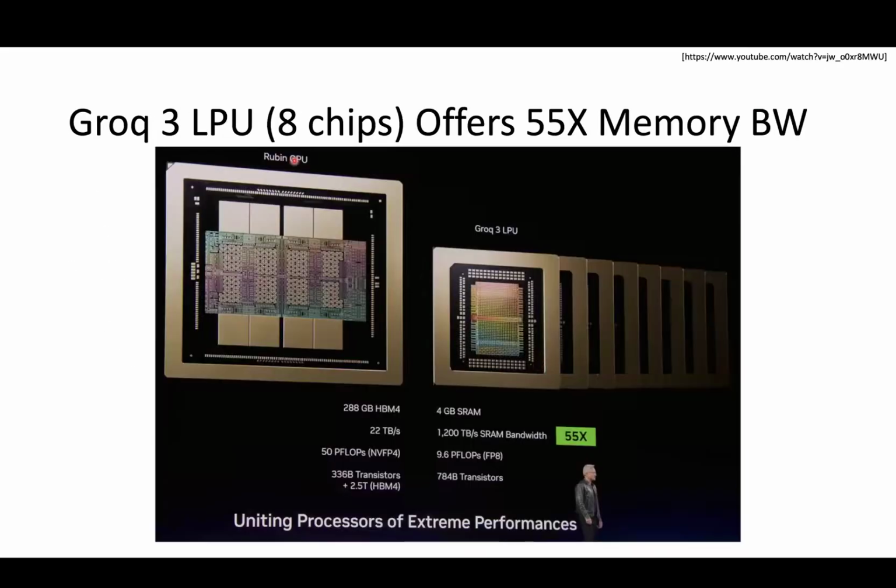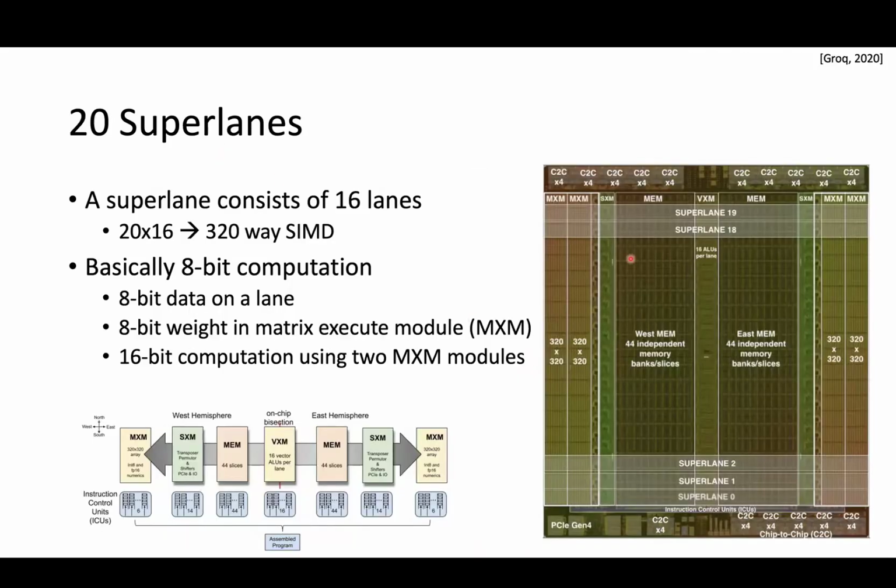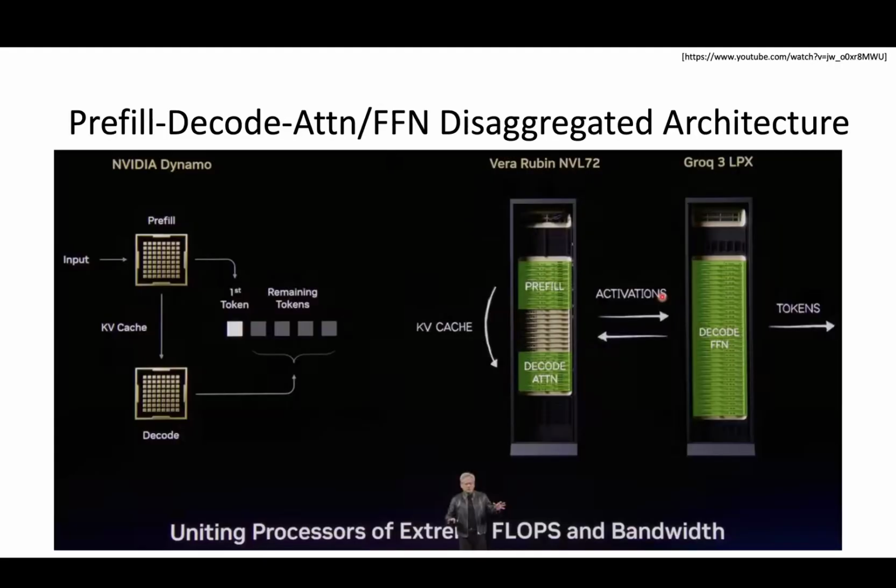Their design, the LPU, looks like this. Here they use many on-chip memory modules, so the overall memory bandwidth can be very high. We store the parameter matrix here, and by reading it in parallel at high bandwidth, we can do matrix vector multiplication in a very short latency.